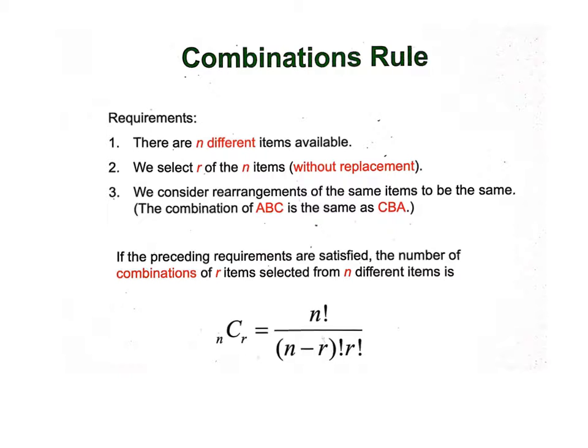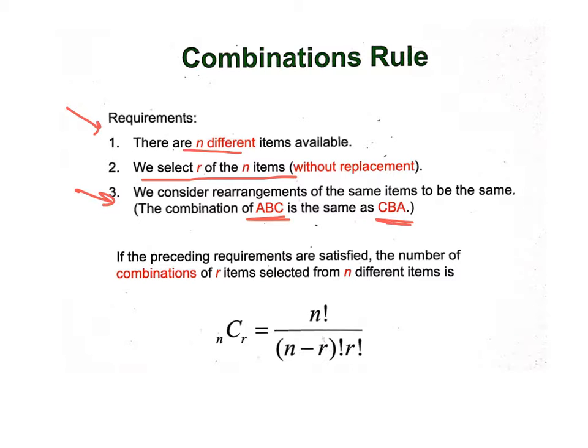Combinations rule. This is the other way besides permutations. Requirements. There are n different items available. We're going to select r of the n, same deal. Here's the difference. Number 3 is the big difference. We consider rearrangements the same as above, as if you didn't rearrange them. For example, ABC is the same as CBA, which means order does not matter. Order does not count.